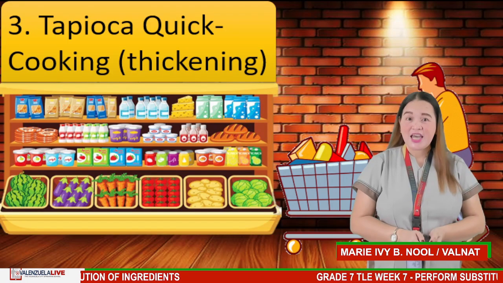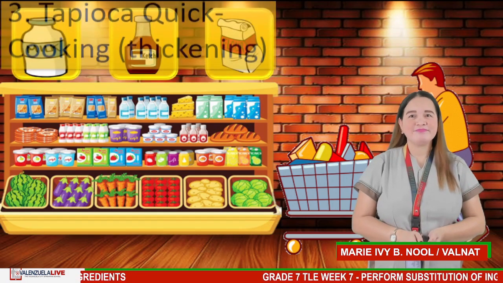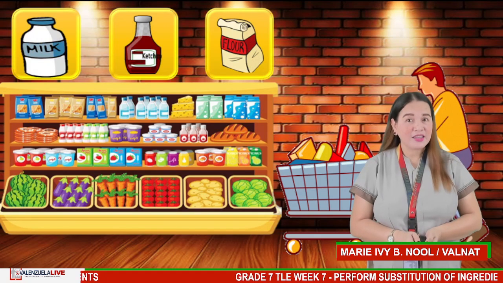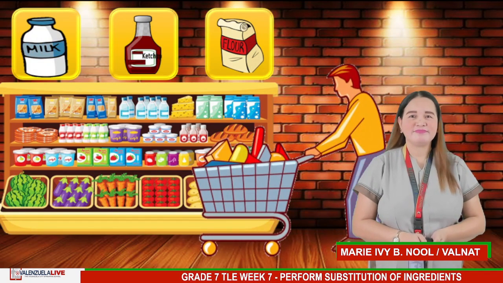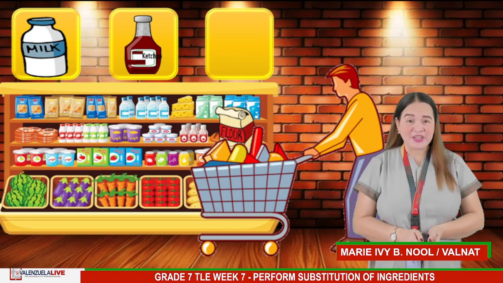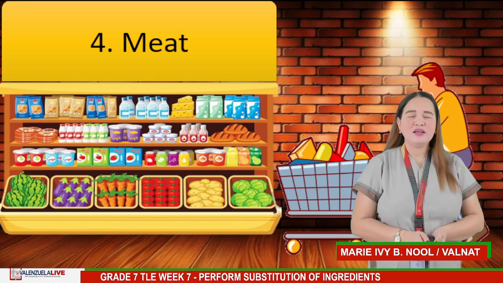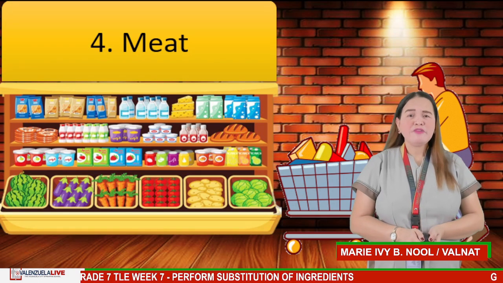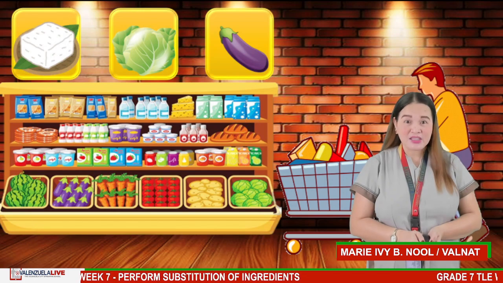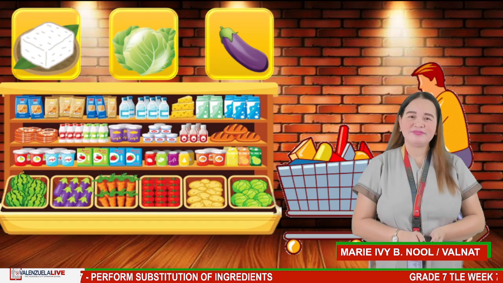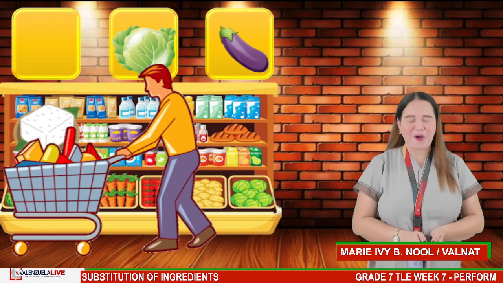Number 3, quick cooking tapioca used for thickening. Is it milk, ketchup, or flour? The correct answer is flour. Number 4, for meat, is it tofu, cabbage, or eggplant? Very good. The answer is tofu.